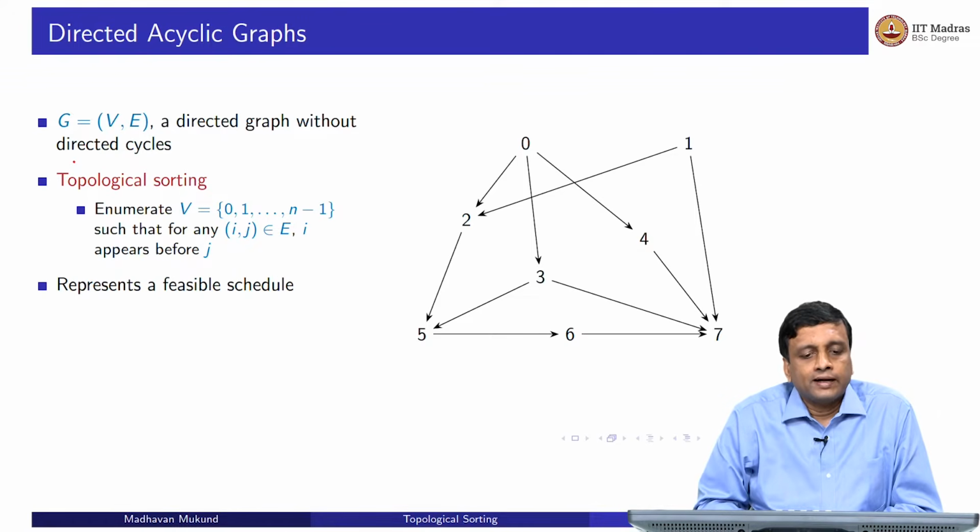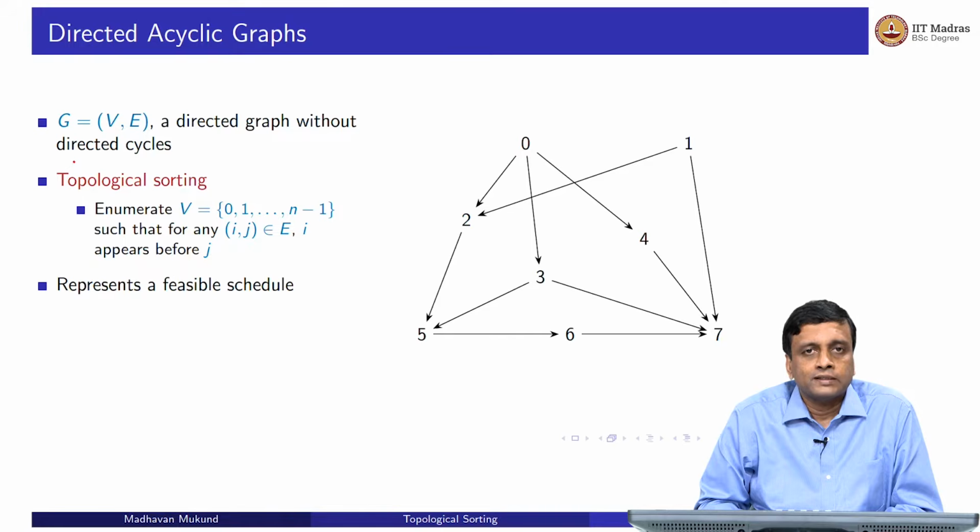So when we have a DAG, that is a directed graph without directed cycles, what we want is to enumerate the vertices in an order which respects the order of the edges. So if you think of these as tasks and dependencies, this means that we execute the tasks in such a way that every task that requires another task to be done is done after that prerequisite is completed. So we are following the dependencies when we are executing.